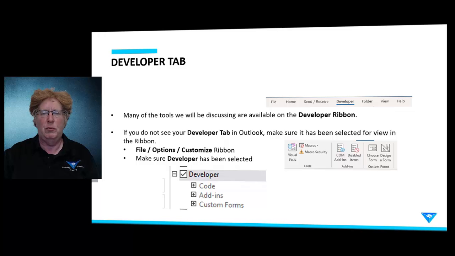You don't need any special permissions to use this. Very few corporations will lock down the developer tab, but you may find yourself in a situation where it's not even available to display. But in most cases it is there, and you can add it back into your Outlook for use. And then once you have that developer tab, you can see you have some options for Visual Basic, for managing your macros, and for designing and choosing different forms to use. So we'll be talking about each of these in more depth throughout the rest of this course.